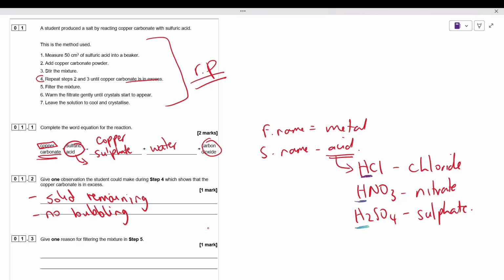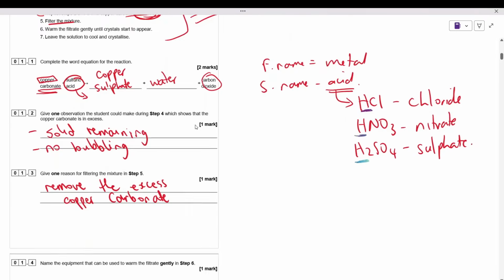Now for number 1.3, give one reason for filtering the mixture in step 5, right? So we know that after it's in excess, we filter in step 5, and that is just to remove the excess copper carbonate. And that's why we're doing that step 5. Okay. Now let's carry on to the next portion.